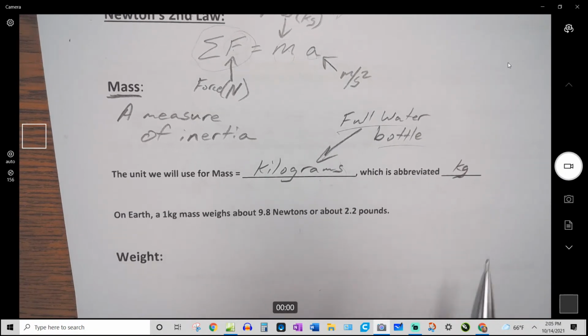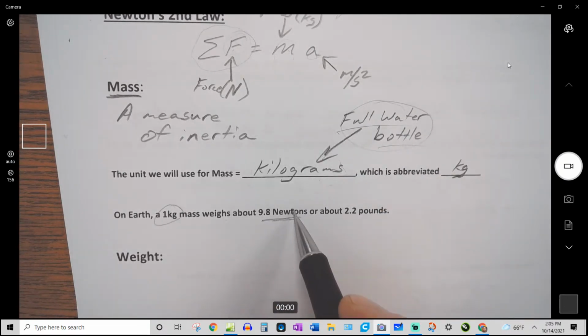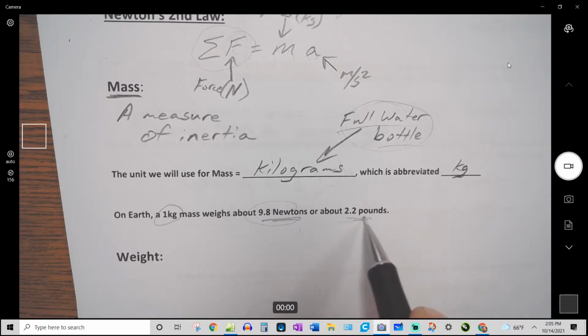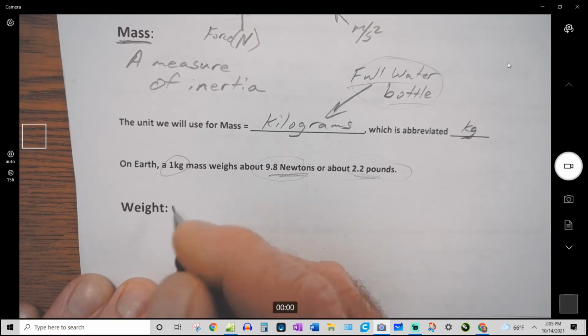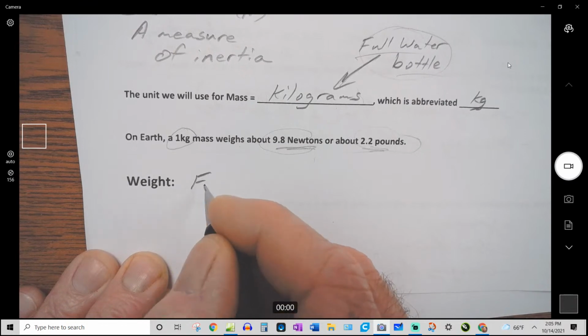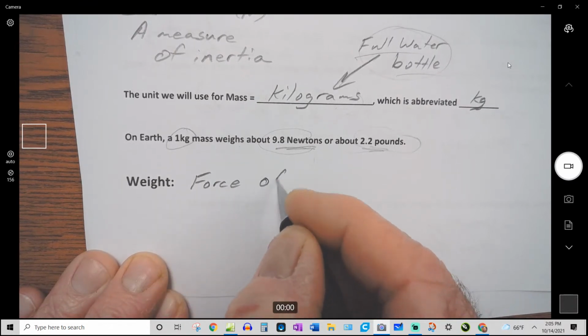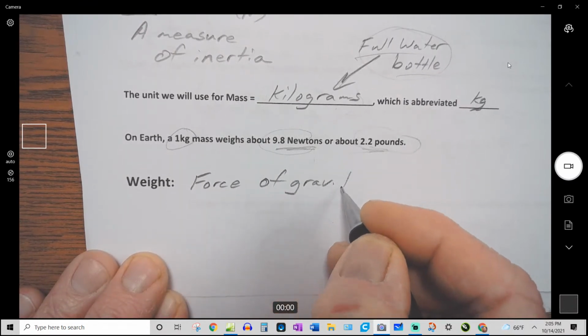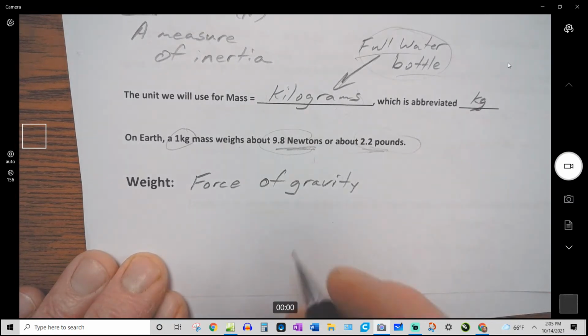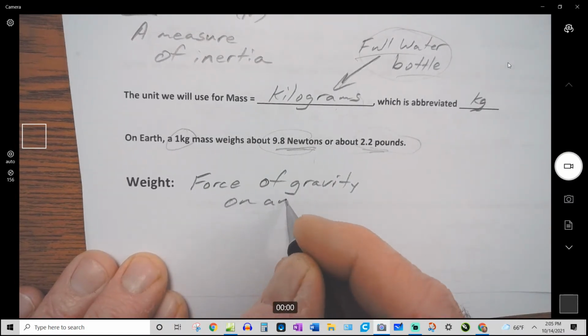So, on Earth, 1 kilogram of mass weighs about 9.8 newtons. So, 1 kilogram, that's the full water bottle. 9.8 newtons, 2.2 pounds. I'm never going to ask you to convert any of this, but there it is. Weight. I used to just say weight was the force of gravity on an object.